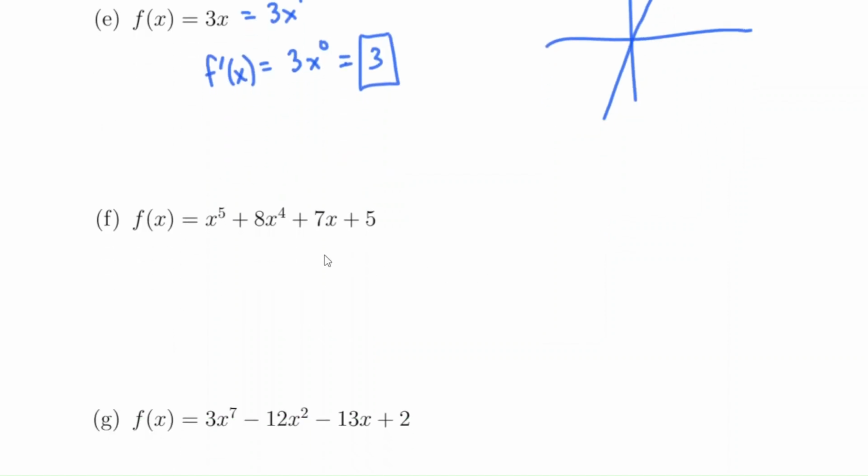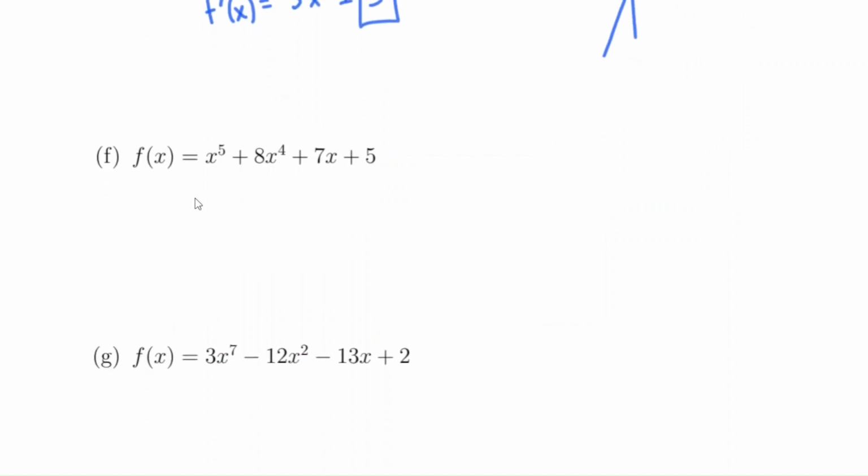Okay, now what about a polynomial? We should be able to take the derivative of any polynomial at this point, using the rules. So how do we take the derivative of x to the fifth plus 8x to the fourth plus 7x plus 5? Well, f prime of x, the derivative, is going to be 5x to the fourth plus, the derivative of the sum is the sum of the derivatives. Here we have 4 things that we're summing up. We can still do derivative of the sum is the sum of the derivatives. Plus, it'd be 32x cubed, right? That's the derivative of this.